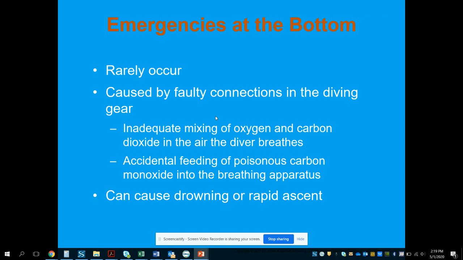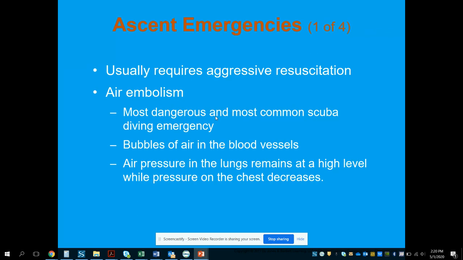Injuries at the bottom for scuba divers rarely occur, but these can be caused by faulty connections in diving gear. So inadequate mixing of oxygen and carbon dioxide in the air that the diver is breathing, and accidental feeding of poisonous carbon monoxide into the breathing apparatus. And this can cause drowning or rapid ascent, meaning they're going to go up to the surface, but they're going too quickly, and it could potentially not allow for the pressure to equalize. With ascent emergencies, this usually requires aggressive resuscitation.